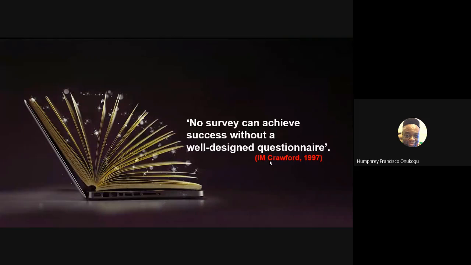First, I would like to say that according to I.M. Crawford in 1997, no survey can achieve success without a well-designed questionnaire. This is because the questionnaire is very important. That is the tool. And you cannot go to war or go to work without a good tool. If your working tool is bad, definitely you're going to have a very bad day at work.